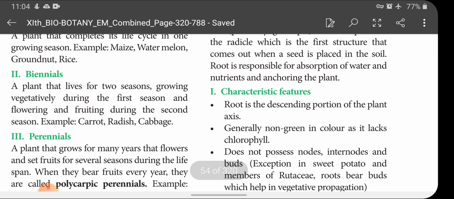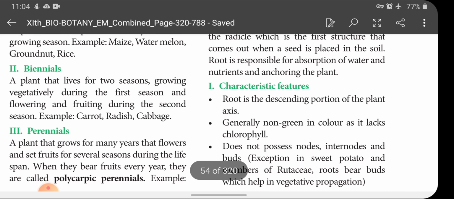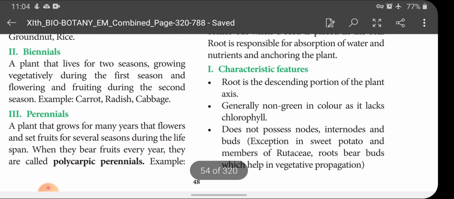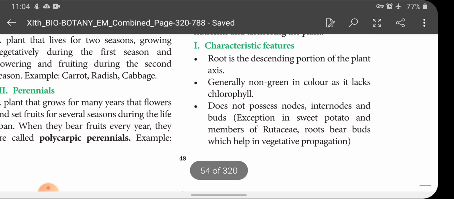When the seed is placed in the soil, the radicle is the first part to come out as a root. What is the function of root? Root is responsible for absorption of water, nutrients and anchoring the plant. Then characteristic features. Root is the descending portion of the plant axis, generally non-green in color as it lacks chlorophyll. These points you can understand, so no need to explain, I think, children.